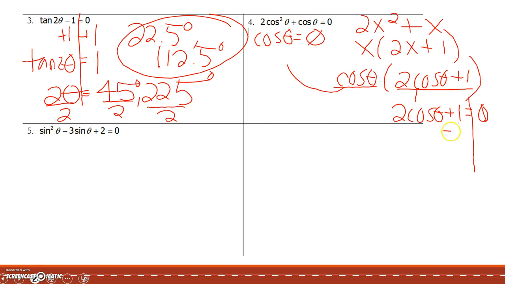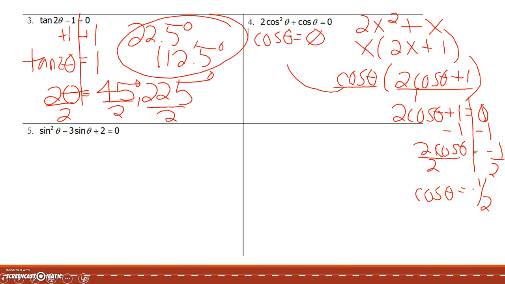So when I solve this one, I would subtract over the 1. And I would divide over the 2. So cosine theta equaling negative 1/2. And so then I have to figure out where cosine equals 0 and where cosine equals negative 1/2.